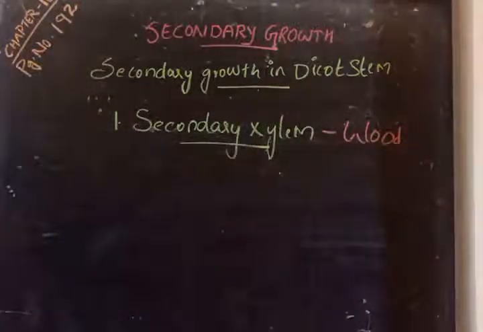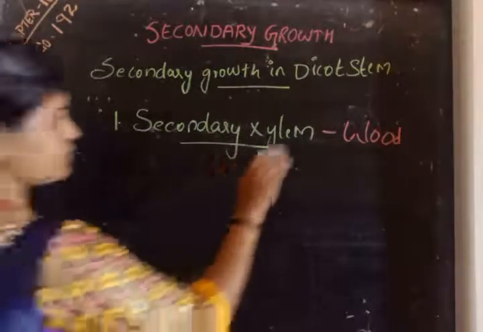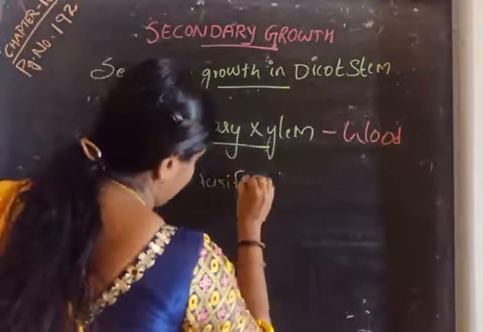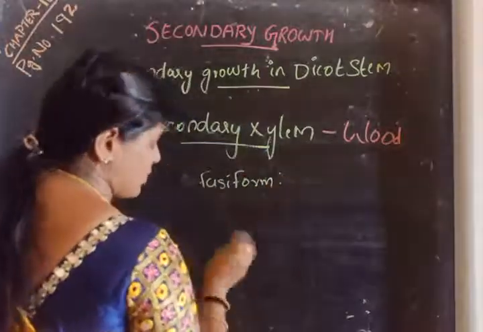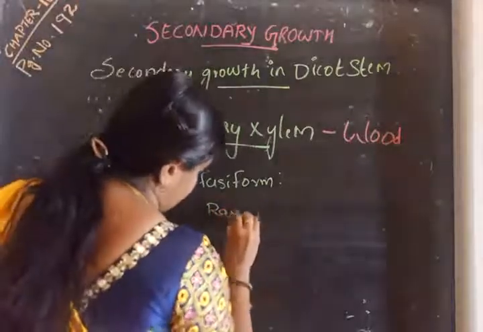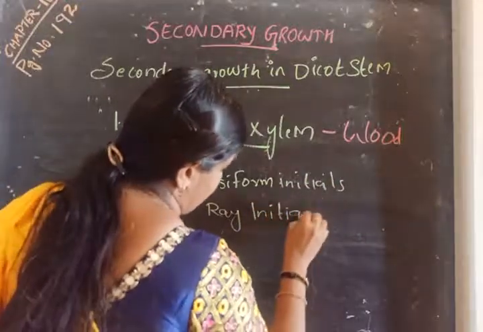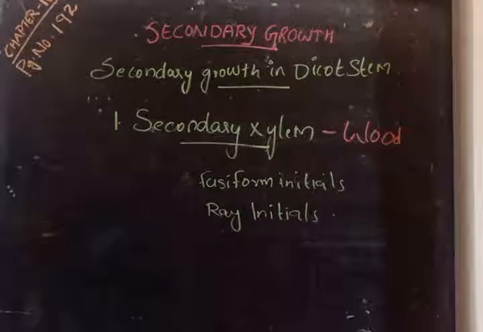It is formed by a relatively complex meristem. Secondary xylem or wood is formed by a relatively complex meristem that consists of vertically elongated fusiform initials and horizontally elongated ray initials. Never confuse ray initials and ray cells. So secondary xylem is formed of fusiform initials as well as ray initials.